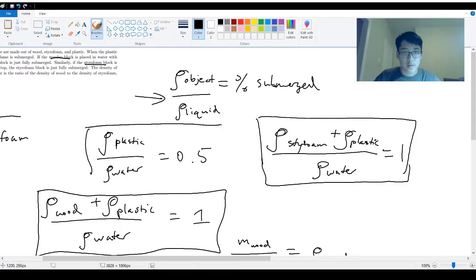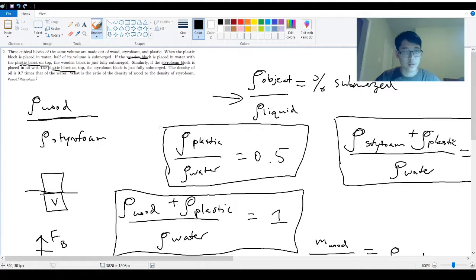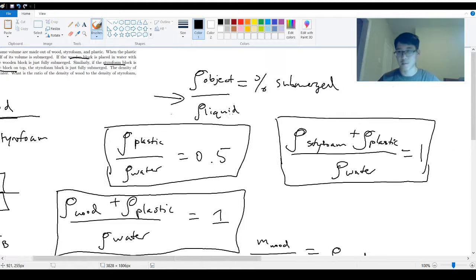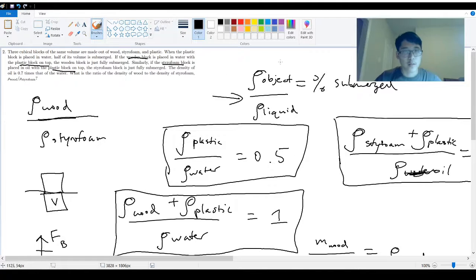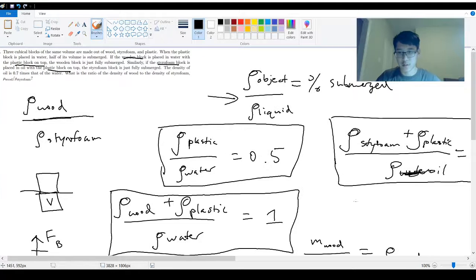So these are 3 equations that we already came up with, and again we're looking for the final answer, which is the density of wood over the density of styrofoam. Actually, I made a little bit of a mistake. It says that the styrofoam block is placed in oil with the plastic block on top. The styrofoam block is just fully submerged. So this actually isn't water, this is oil. And one last detail they give us in the question is that the density of oil is 0.7 times that of water. So how we write that is just density of oil is equal to 0.7 times density of water.